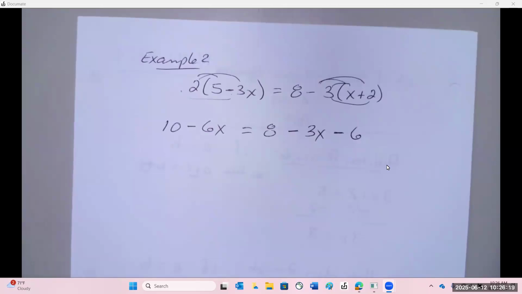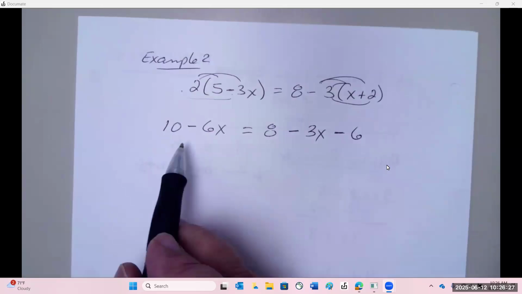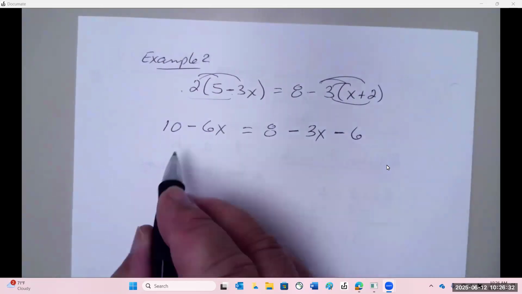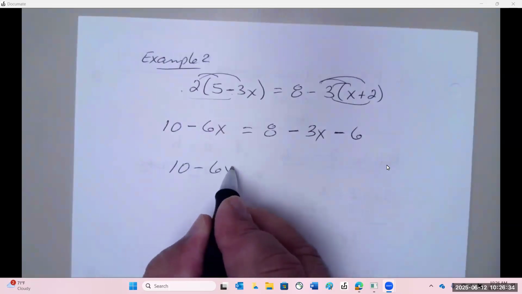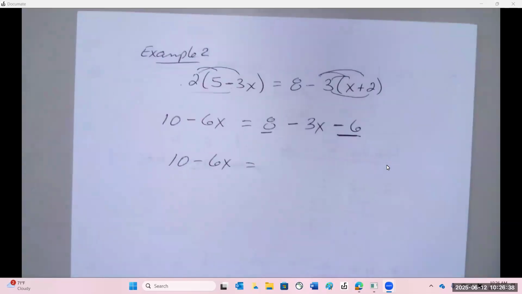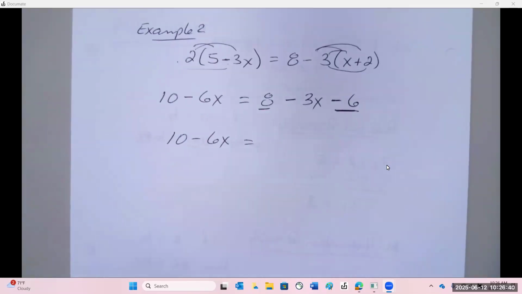Now what do we do? Rule of thumb: anytime you get rid of parentheses, always combine like terms first. Can we do anything on this side? Can we do anything on this side? Yes. So we have 10 minus 6x here, the 8 and the negative 6. How can we combine those? What property says we can use those?